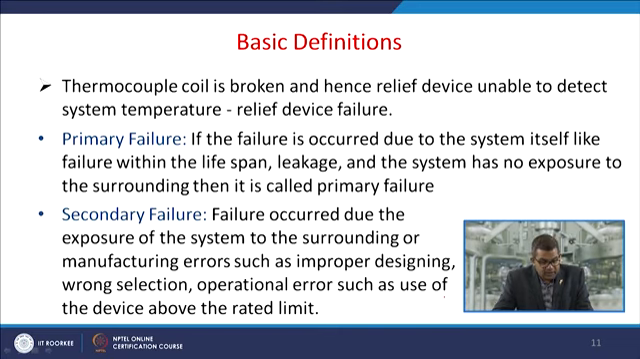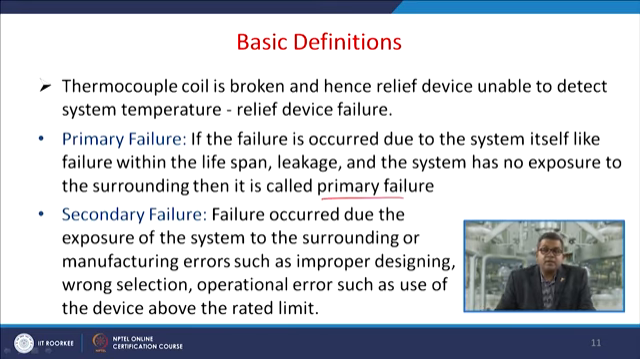Now there are different failures. One is the primary failure. If the failure occurred due to the system itself, like failure within the lifespan, or leakage, where the system has no exposure to the surroundings, then it is called the primary failure.